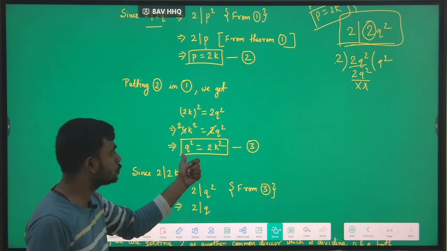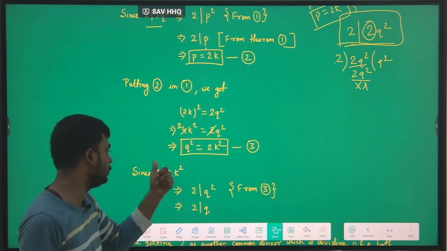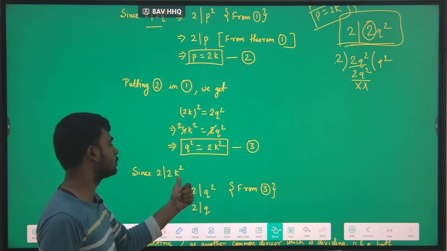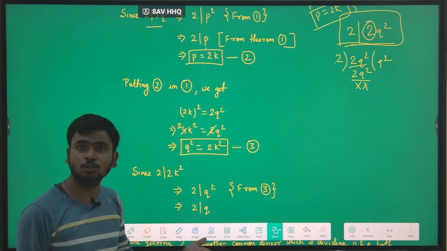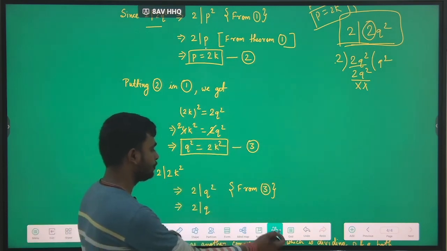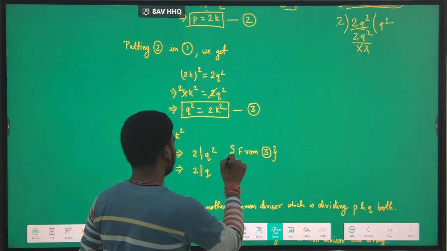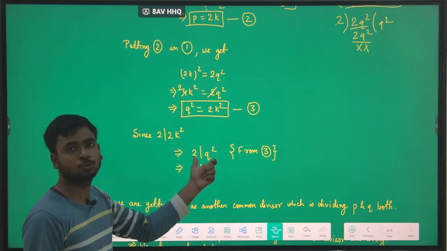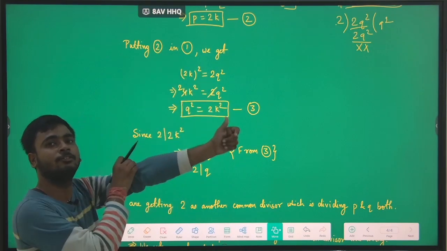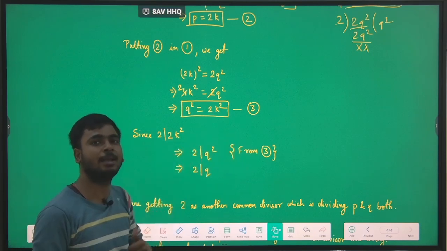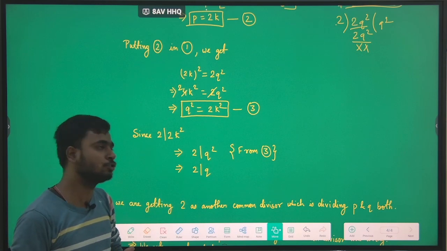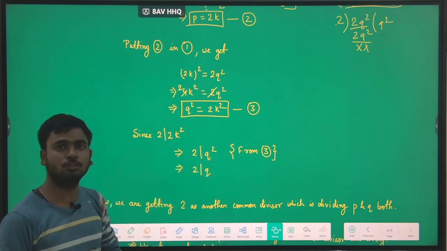Okay, this q square is equal to 2k square, and we know that 2 is dividing 2k square. Since 2 is dividing 2k square, we can say that 2 will divide q square from 3. So, if 2 is dividing q square, from theorem 1, we have seen that if 2 is a prime number and it is dividing a to the power n, it will divide a also. So, 2 will divide q also.